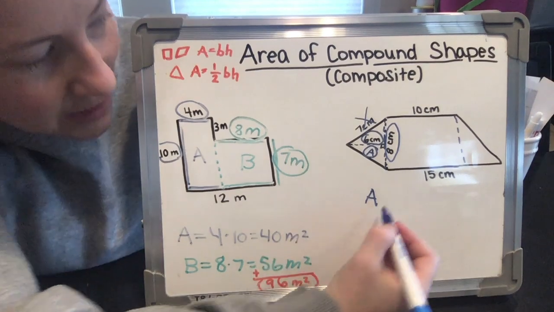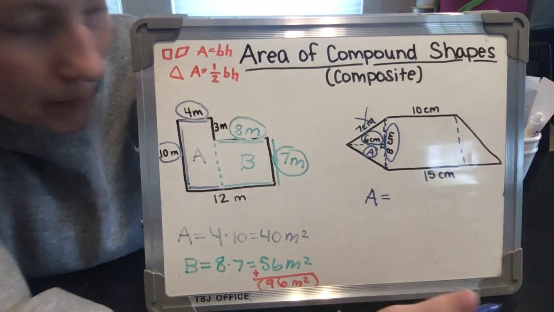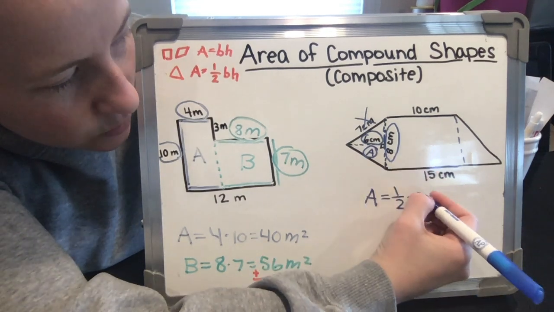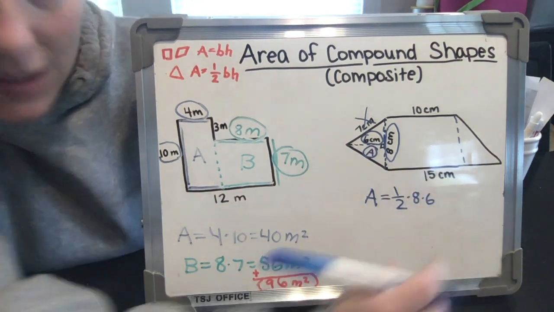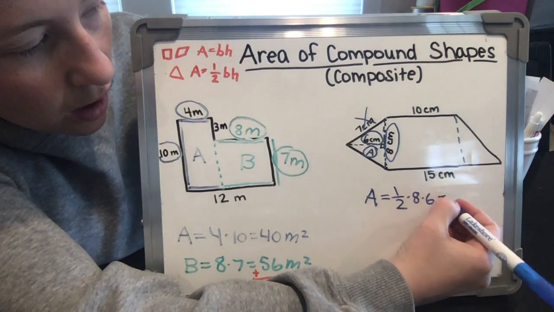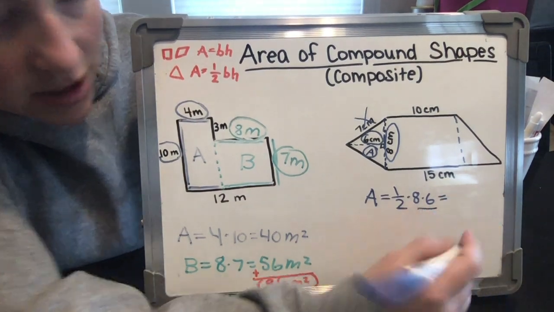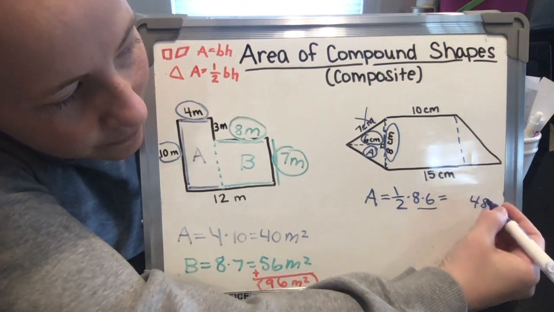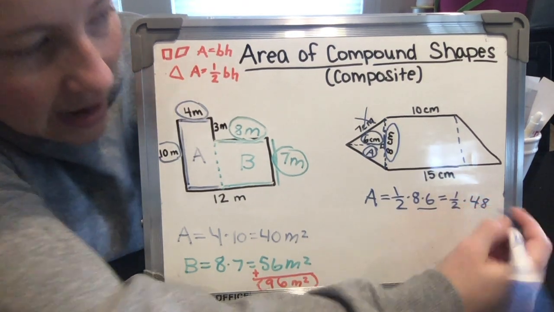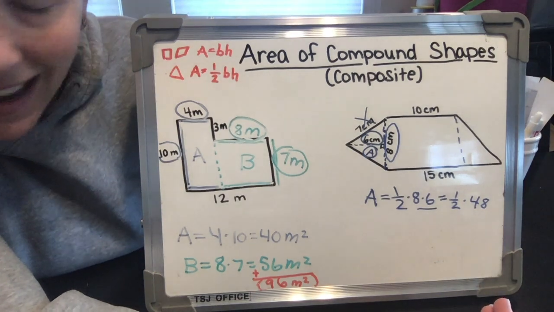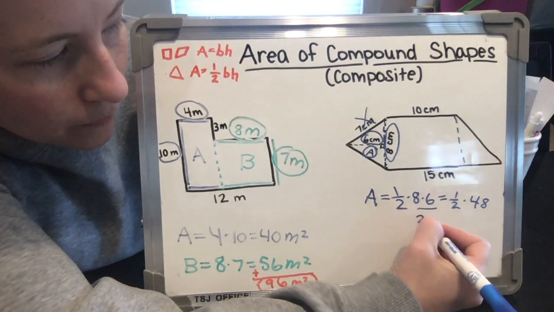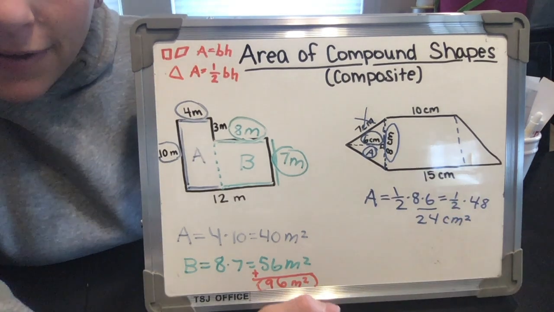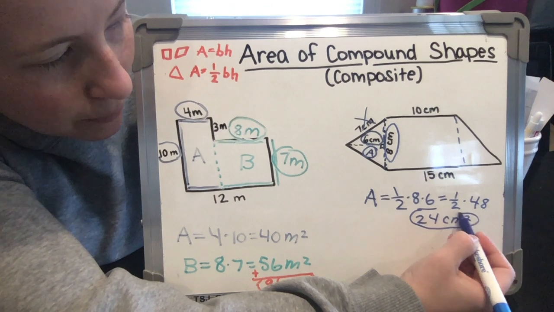Now that I know the base times height, I'm going to find the area of shape A. 1/2, because it's a triangle, times the base, which was 8, times the height, which was 6. And since we are multiplying, we can multiply in any order. I like to do the whole numbers first. So I like to do 8 times 6, which is 48, and then I'm going to cut it in half. And I know that half of 48 is 24. And these are centimeters squared. So I found the area of shape A.